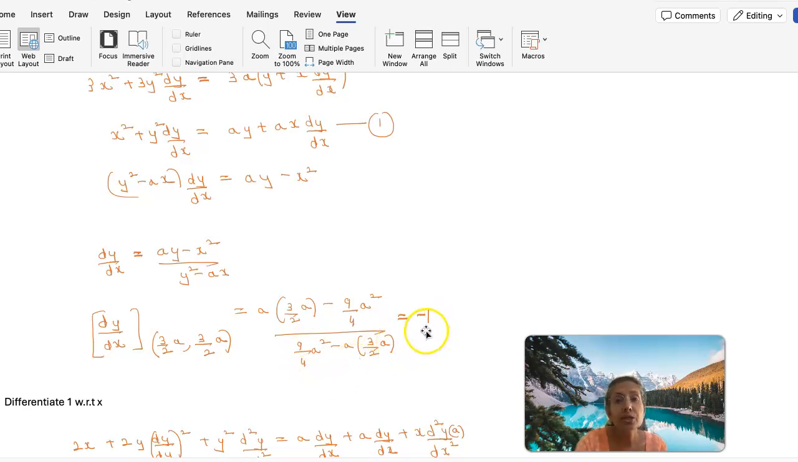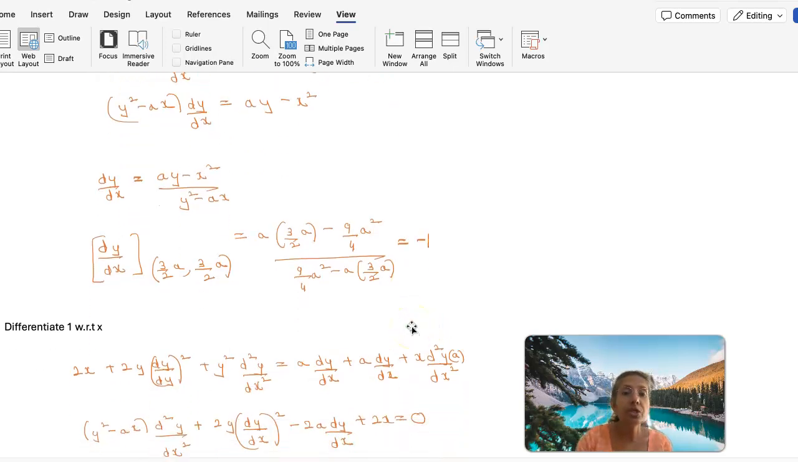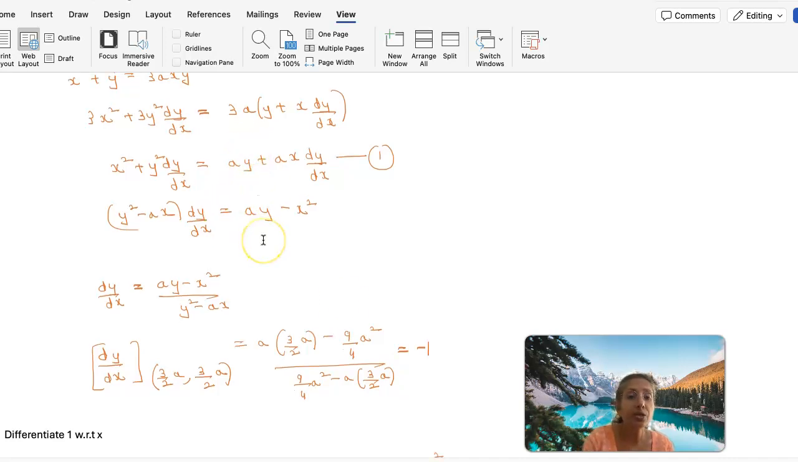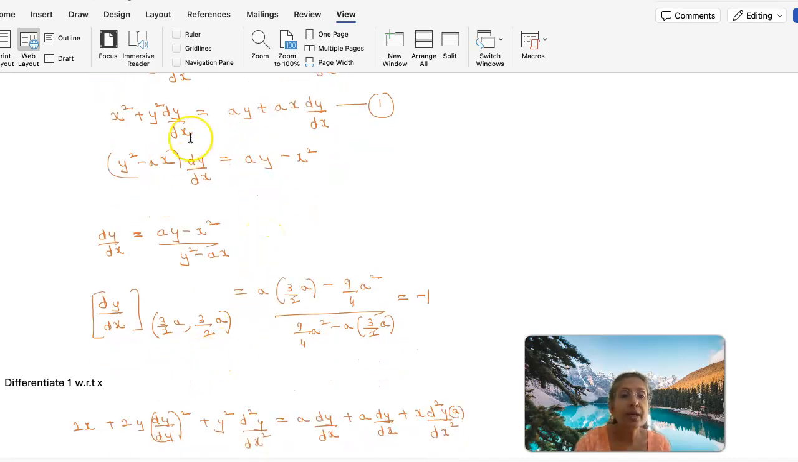Now to find the radius of curvature, we need to find the second order derivative. So differentiate this equation 1 with respect to x again. So you get 2x plus 2y, apply product rule here, 2y (dy by dx) the whole squared plus y squared d2y by dx squared.